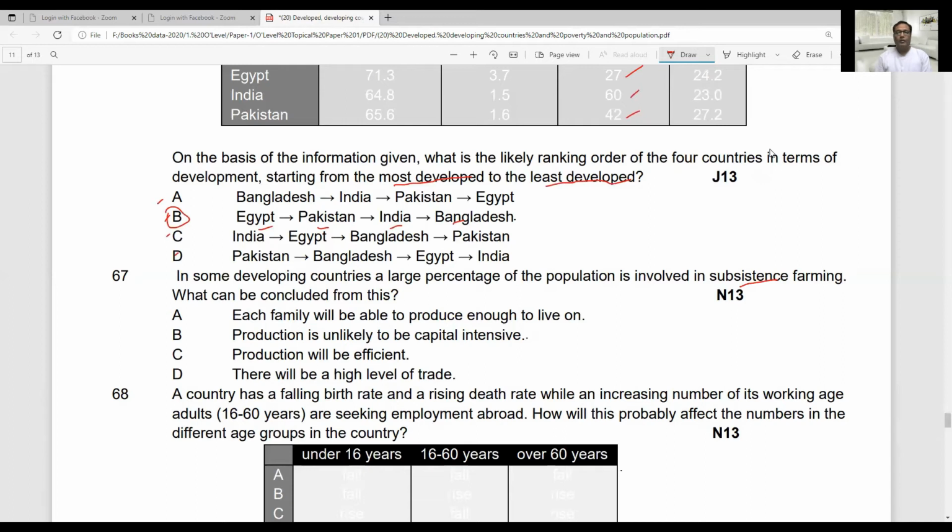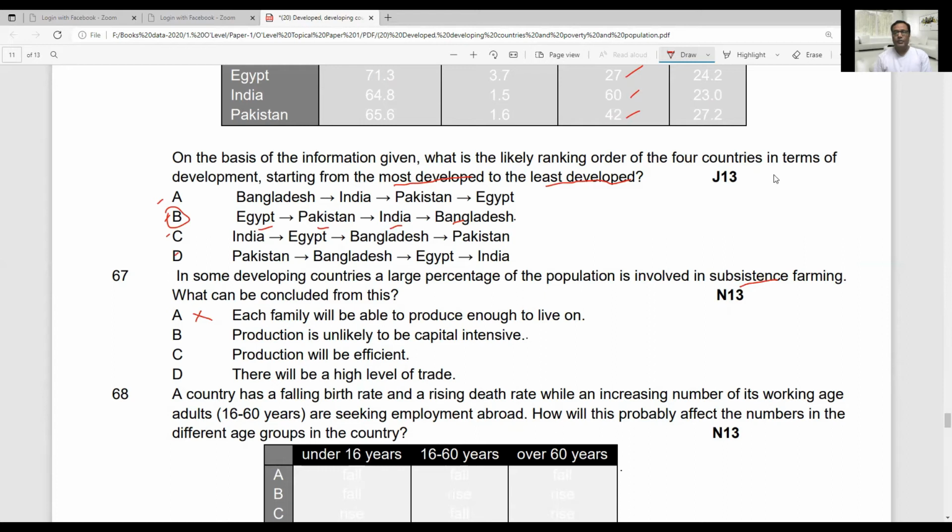So we have to basically find out the country which is more relying on farming. Option A: each family will be able to produce enough to live on. This is not true, because if a country is mainly relying on farming, it means it would be a least developed country. So many people in such a country would not be able to survive, and they will not be getting enough goods to live on.